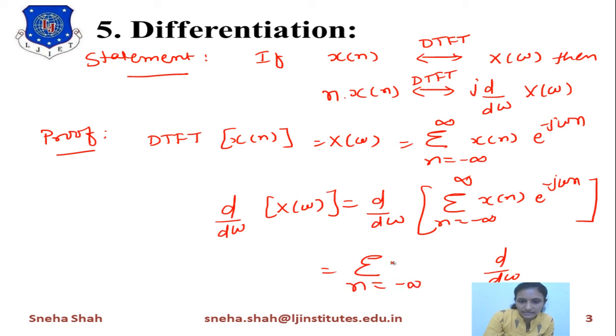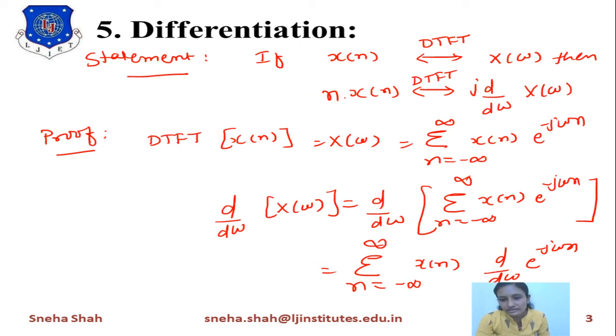So summation n equals minus infinity to infinity we will take over here and d by d omega we will write afterwards. Now d by d omega means all the terms with omega will come over here and all the terms without omega will come outside with the n term. So starting with d by d omega, we had already written the summation, x of n. In this there is no omega, so it will be outside of this term. In this term there is omega, so over here we will write e raised to minus j omega n.